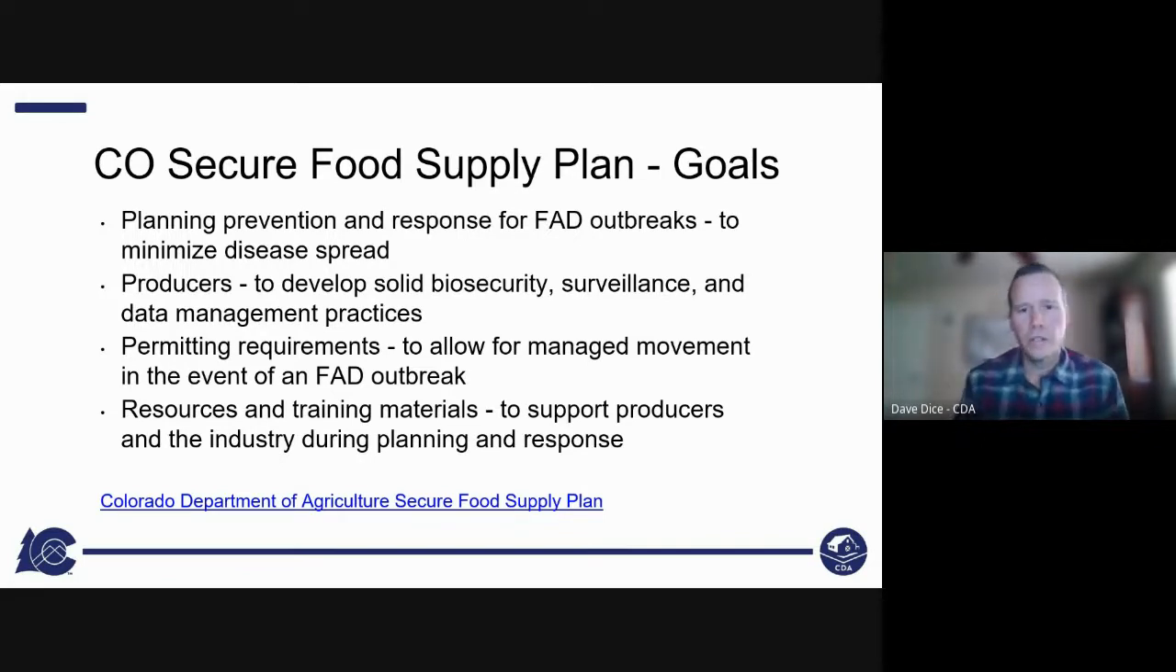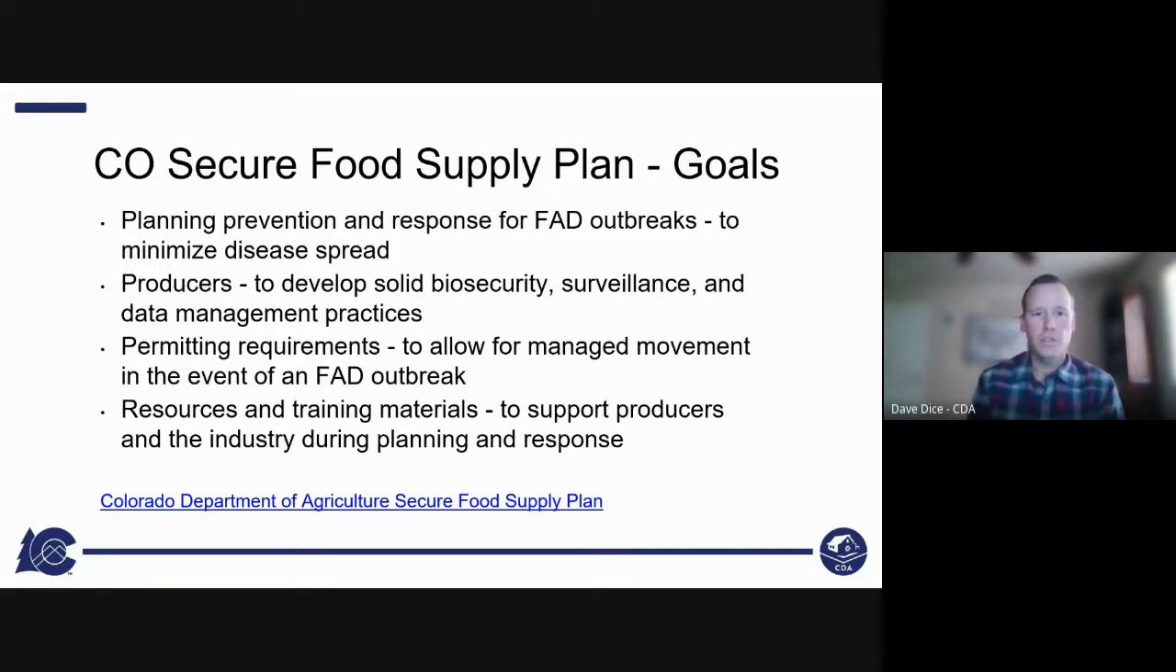So what we did here in Colorado in the past year, we created our own Colorado-centric secure food supply plan that we have available on our website. In a general sense, we brought together all the basics from all of the plans and unified that in a way that is broad. It covers how Colorado would respond, what our outline would be. The main goals were to provide a planning, prevention, and response apparatus for any FAD outbreaks, with the ultimate goal to minimize disease spread.